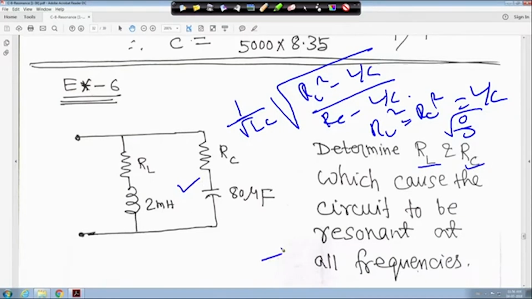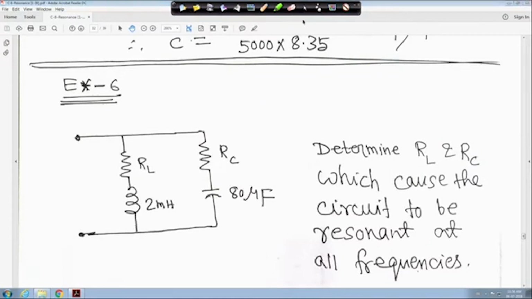The answer is not given here. I intentionally didn't write the answer. So please do it, and when you do, let us know the answer. I'll tell you the correct answer, or put it in the forum. So with this, the resonance part is over.